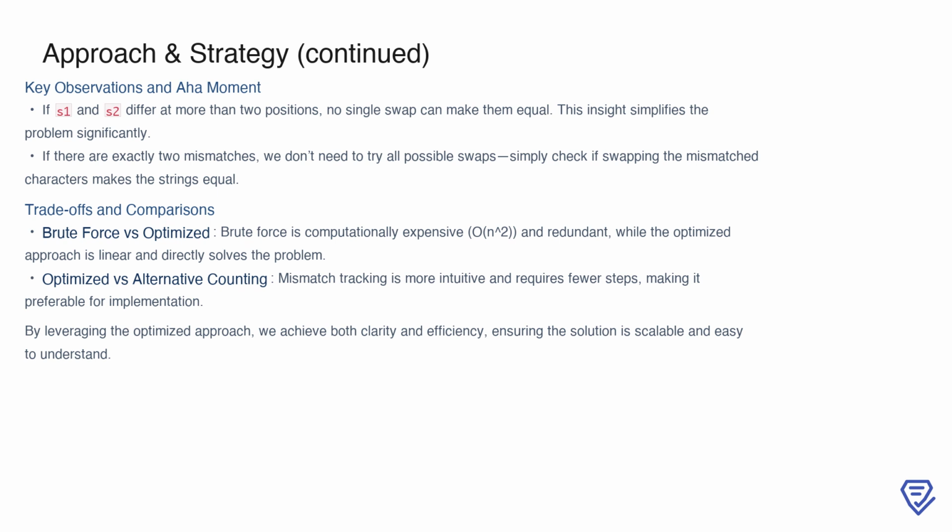First, if S1 and S2 differ at more than 2 positions, no single swap can ever make them equal. This realization eliminates the need to consider unnecessary cases. Second, when there are exactly 2 mismatches, we don't need to try all possible swaps. Instead, we directly check if swapping the mismatched characters would result in equality. These insights simplify the solution and ensure we focus only on relevant scenarios.